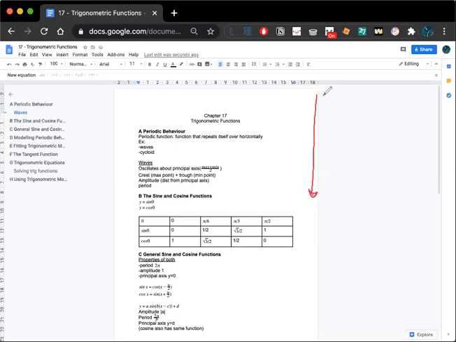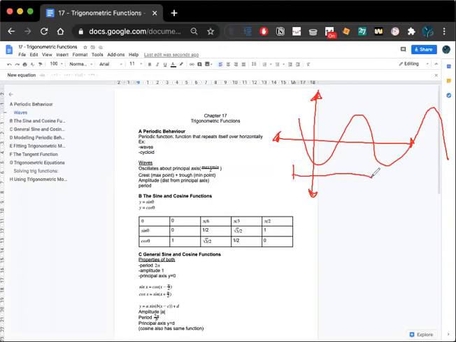Examples of these functions would be something like the wave function, where from one cycle, it would repeat itself again. It would repeat itself over a certain period of time. And it doesn't necessarily have to be a wave function. It can actually also be a function that looks something like this.